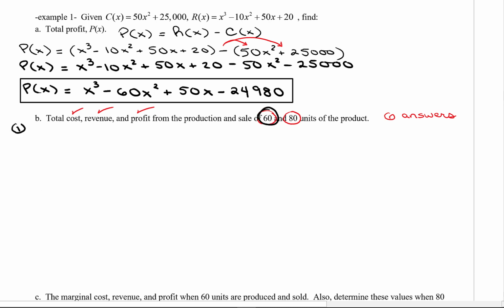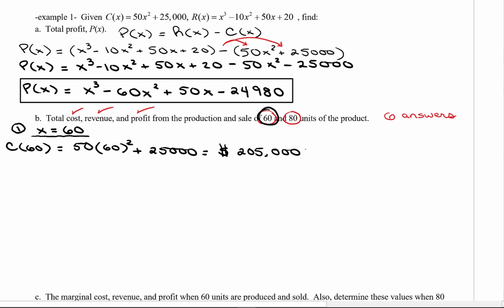Let's start off with the first one. I'm going to call this number 1, x equal to 60. Let's go ahead and substitute x equal to 60 into our cost function. C of 60 equals 50 times 60 raised to the second power plus 25,000. This is going to be equal to $205,000. R of 60, now we're plugging into the revenue function.